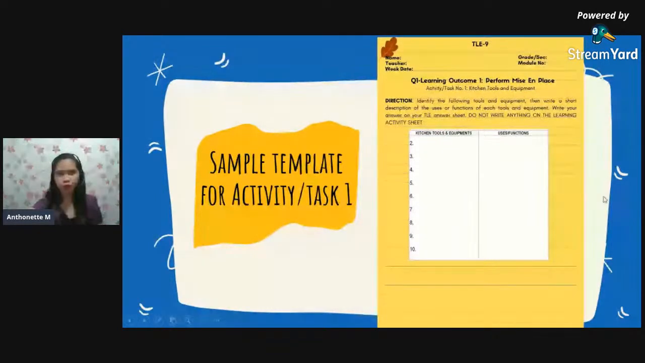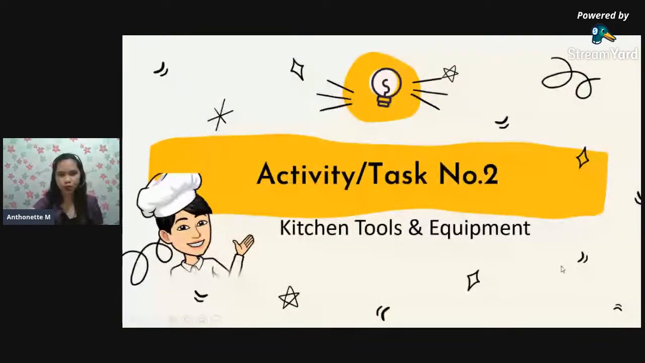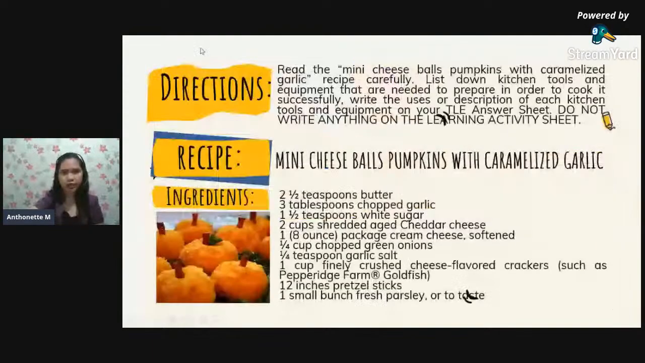So, let's move on with the activity task number 2, kitchen tools and equipment. Turn on your LAS on page 4, the same page. The direction: read the mini cheese ball pumpkins with caramelized garlic recipe carefully. List down kitchen tools and equipment that are needed to prepare in order to cook it successfully. Write the uses or description of each kitchen tool and equipment. As I have said, doon kayo magsasagot sa yellow pad paper. Do not write anything on the learning activity sheets. Yung hawak ninyong learning activity sheets ay wag susulatan.